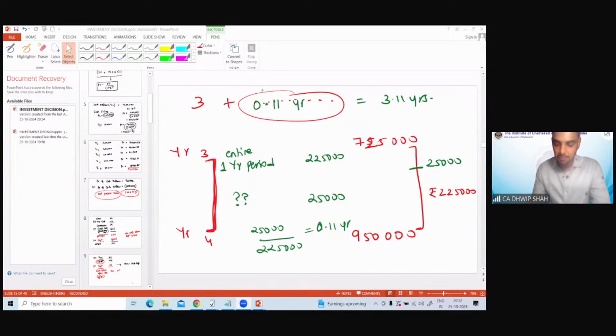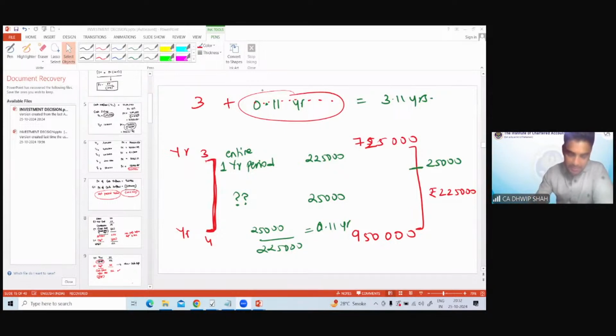PAT minus PD minus equity dividend also, because equity dividend is not compulsory to pay, but if the board decides and shareholders agree, then equity dividend would also be paid, right? So the funds would also be reduced because of such payment. So it is nothing but PAT minus PD minus equity dividend. That is net fund flow.